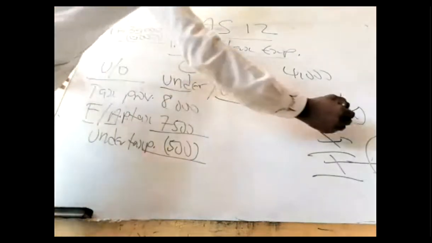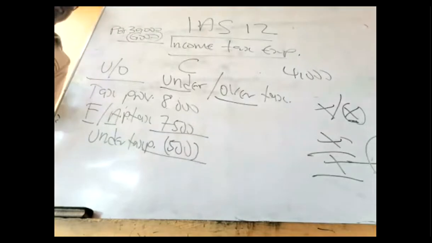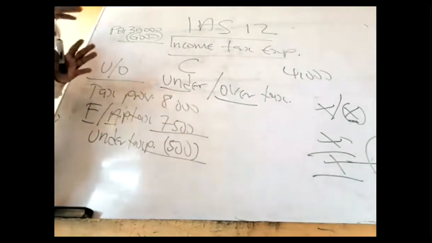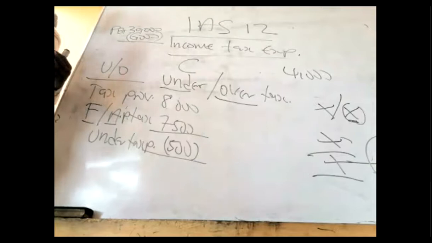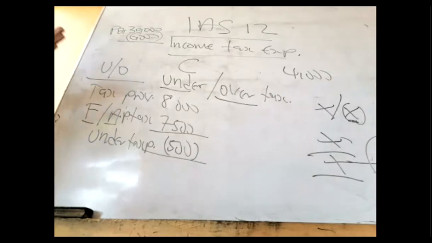So now let's subtract it from this year's tax provision. How do you get it? If it is under, it's small, so let's top it up. If it's over, it was more, so let's do what? Reduce it. That is all. Okay. So basically, that is how we are going to treat under and over.